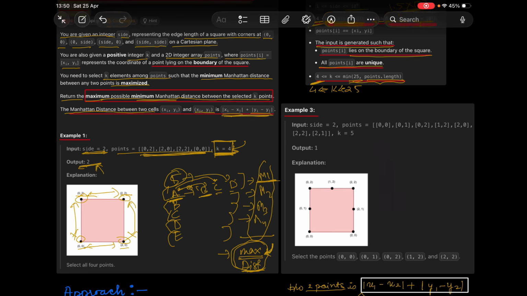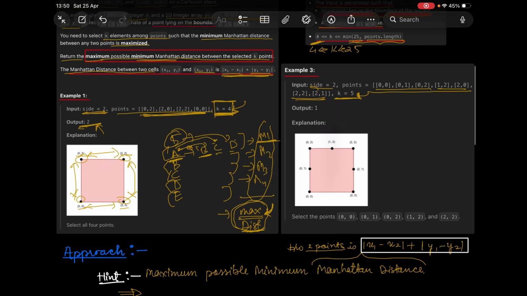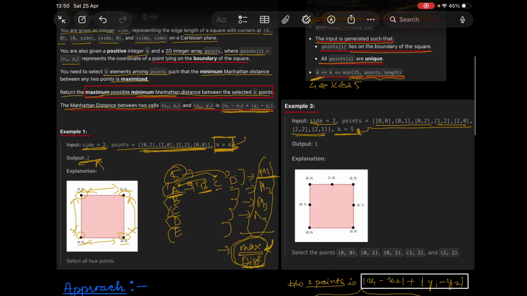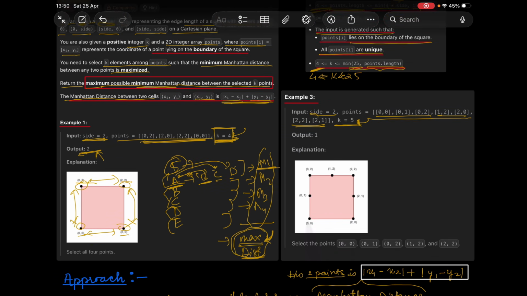Now, if you see this example, here we have been given these points and k is 5. Okay, so we have been given 7 points, and we have to select 5 points among them. And the side given is 2. So you see in this Cartesian plane, all the points are plotted here. And we have to select 5 points.